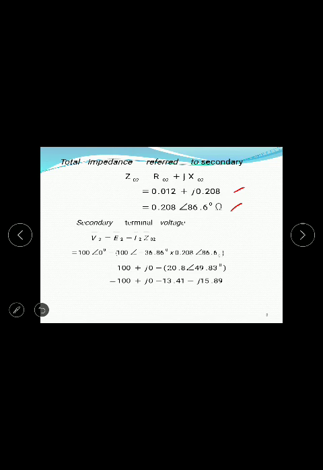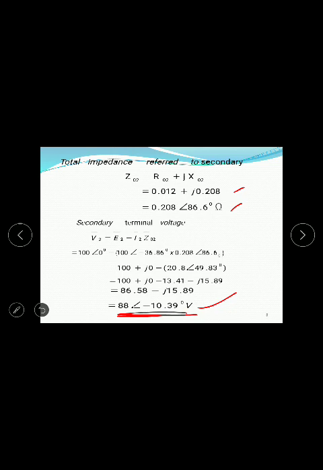So 100 plus j0 minus 20.8 angle of 49.83, that is equal to 100 plus j0 minus 13.44 minus j15.89. Now this is 86.58 minus j15.89, that is equal to 88 angle of minus 10.39 degrees. This is the terminal voltage, that means the load voltage.